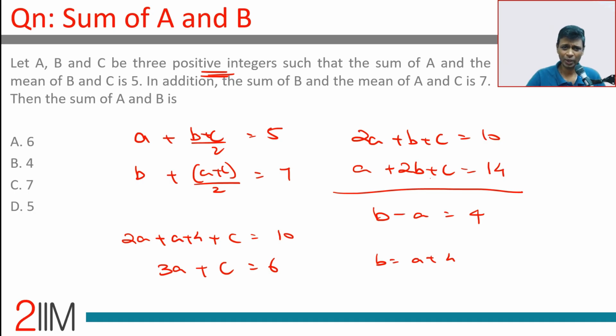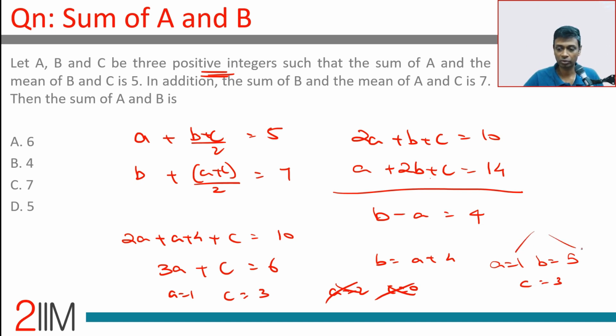So the minimum value A, B, C could be is 1. We put A as 1, C is 3. Put A as 2, C is 0. That's not possible. We put A as anything more than 2, C will have to be negative. Or A has to be 1. That means B has to be 5. C has to be 3. We've got all three numbers. The sum of A and B, 1 plus 5 is 6. That positive integers term is given in order for us to crack this funda.